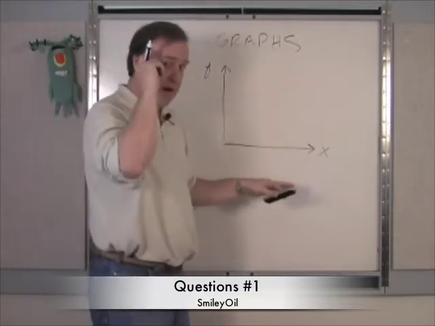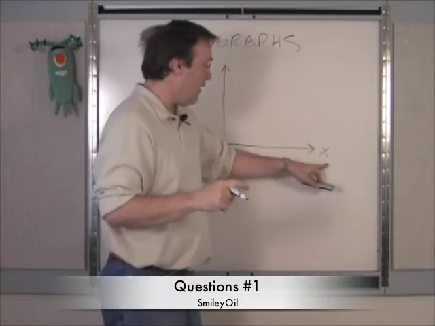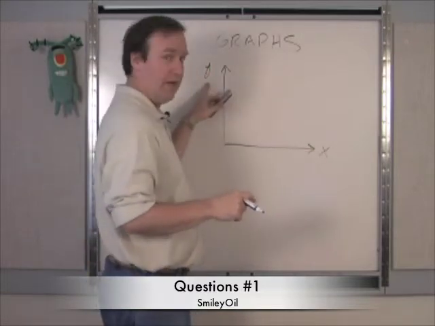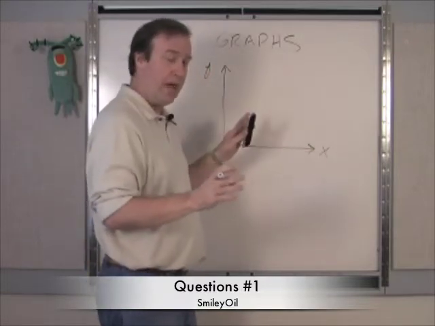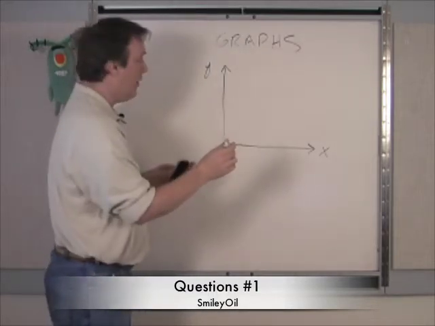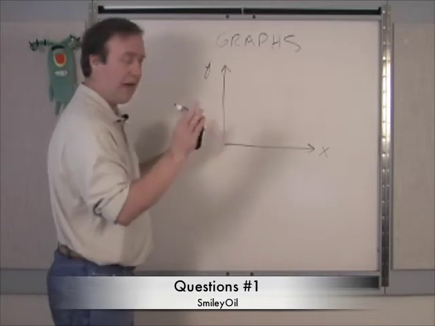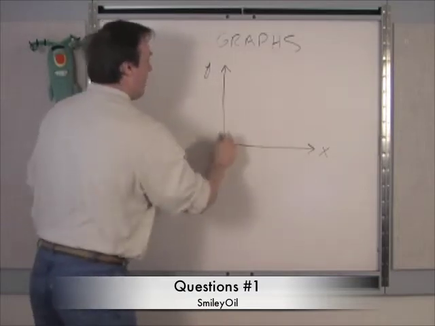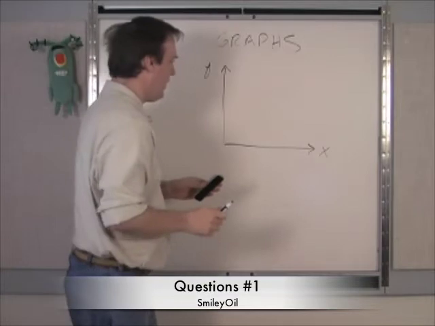Try to remember, just kind of burn this into your head, that x is this direction and y is this direction, because that'll always help you. And then z is a third dimension that jumps out of the board, but that's kind of complicated. But x goes this way, y goes this way, and z jumps out this way.